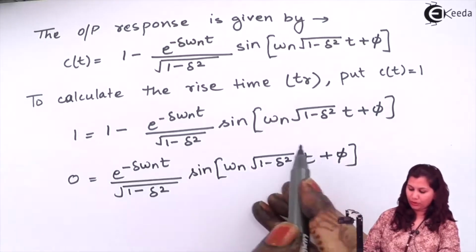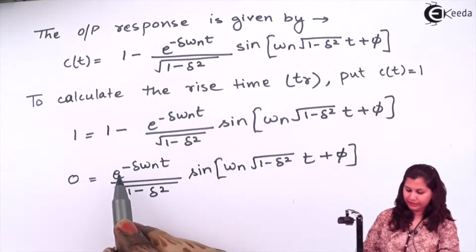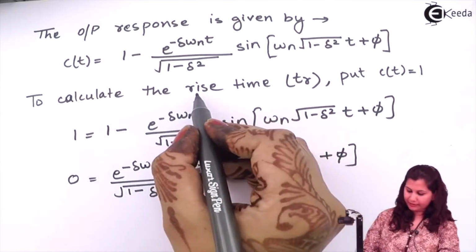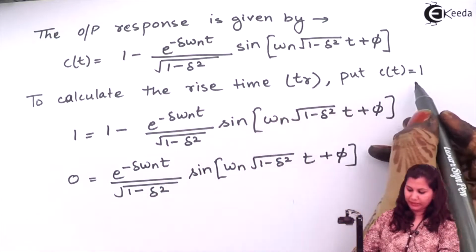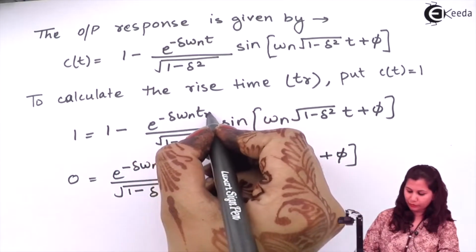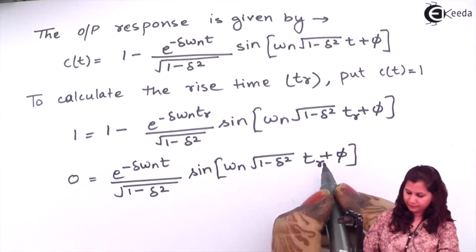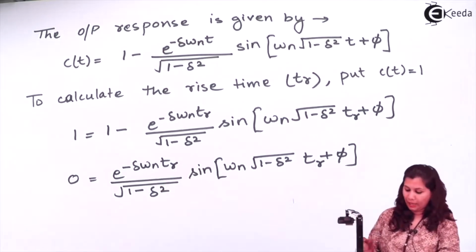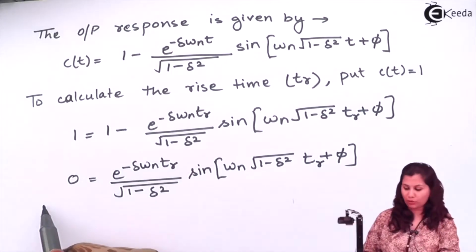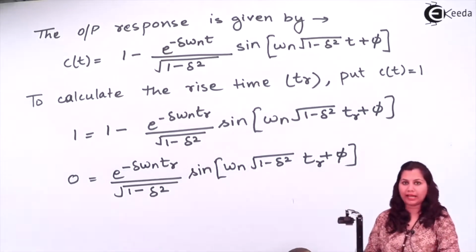Okay, so this whole term is equal to 0. Now if we see this term e raised to the power minus del omega n t, because we are calculating the rise time and we are putting c(t) equals to 1, we can change this t into tr. So this is tr. Now the multiplication of these two terms is equal to 0, so one of these terms should be equal to 0 to make the whole product 0.